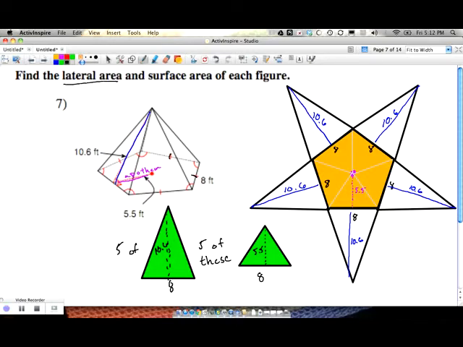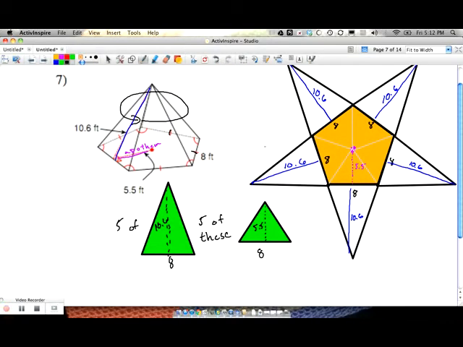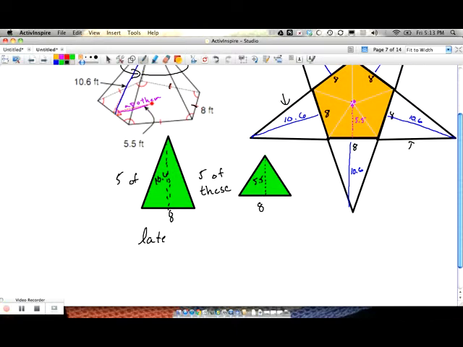Well, it's asking us 2 questions. We've got to find the lateral area and the surface area. The lateral area is the area of the lateral piece, the parts that go around the outside of the pyramid. That's going to be all these empty white triangles around the outside, not the orange piece on the inside, but just the outside space. So the lateral area is going to be represented by these taller triangles.